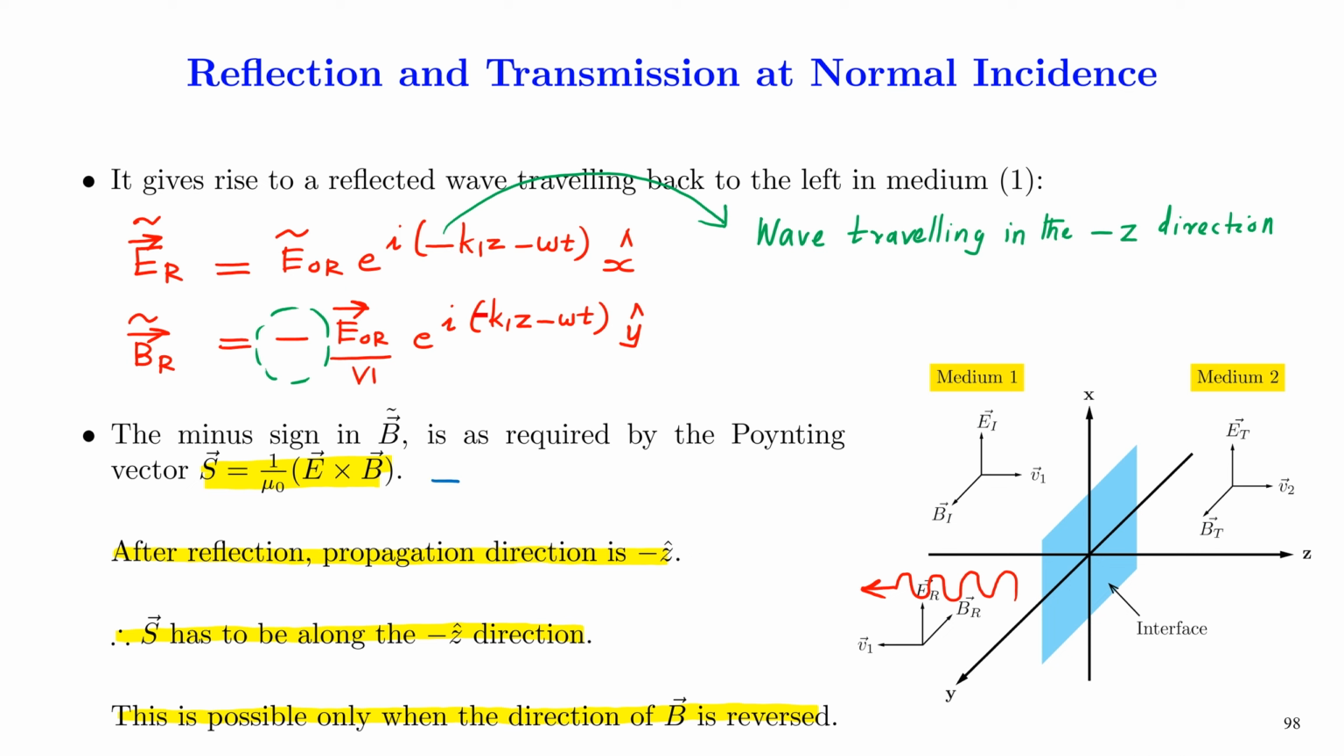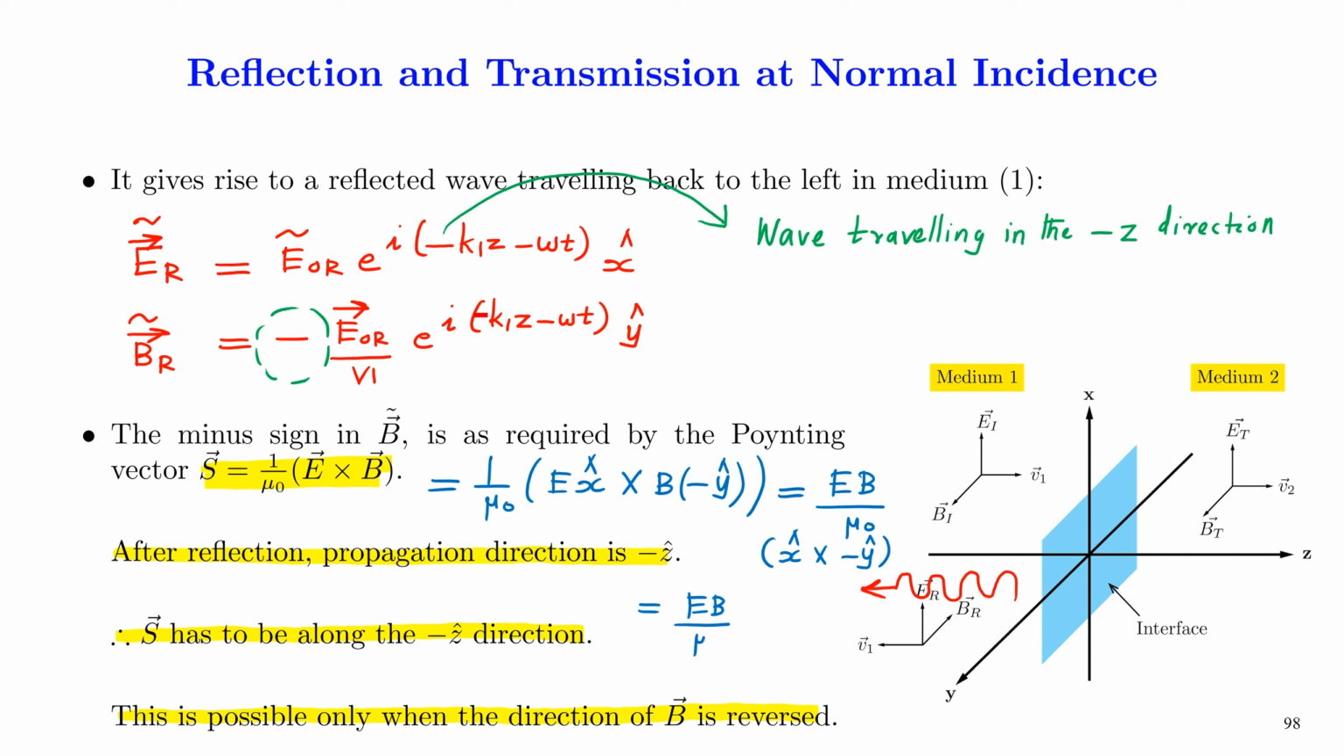That is, the Poynting vector S is 1 over mu 0, then E along x hat cross B along negative y hat. This is equal to EB over mu 0, then x hat cross negative of y hat, and this is equal to EB over mu 0, then negative of z hat.